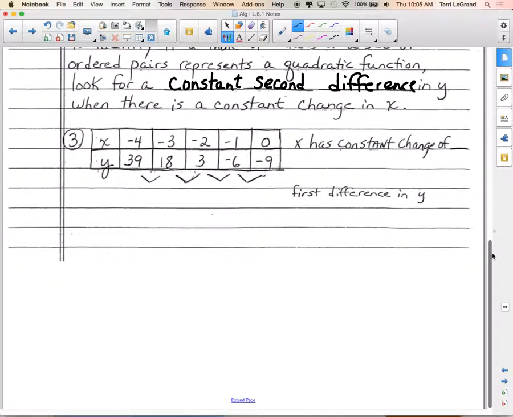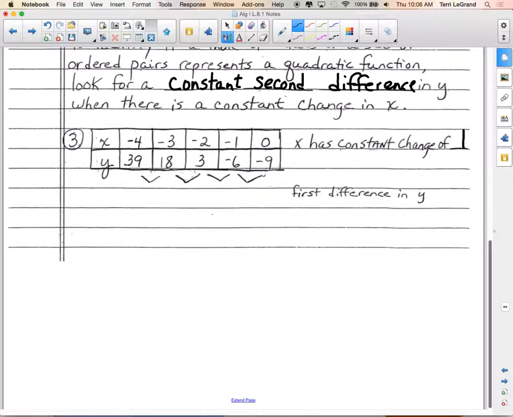So in this one, x has a constant change of what? What's it doing? It's going up 1, isn't it? So it's increasing by 1. Okay, let's find the first difference in the y. So let's decide if this is quadratic or maybe it's linear. How will we know if it's linear? Will it have a constant first difference? Yeah, remember that's where if a constant first difference shows up, then that makes it linear.